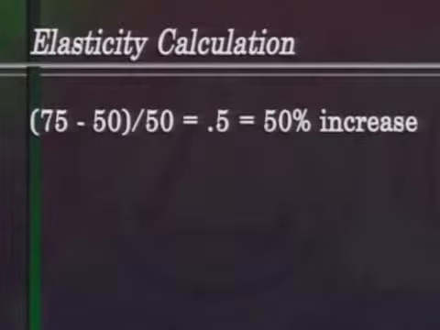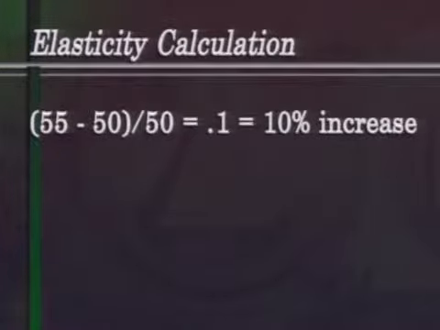For the demand schedule on the left, the quantity demanded increased from 50 to 75 units, which is a 50% increase in the quantity demanded. Or algebraically, we see 75 minus 50 divided by 50, which is 0.5, or a 50% increase. For the demand schedule on the right, the quantity demanded increased from 50 to 55 units, which is only a 10% increase in the quantity demanded. Algebraically, we see it as 55 minus 50 divided by 50, which is 0.1, or a 10% increase.